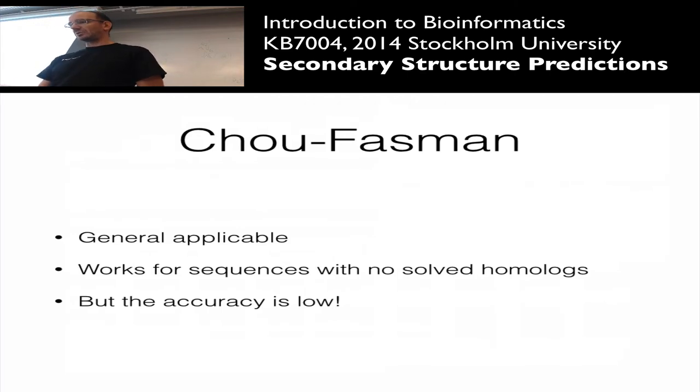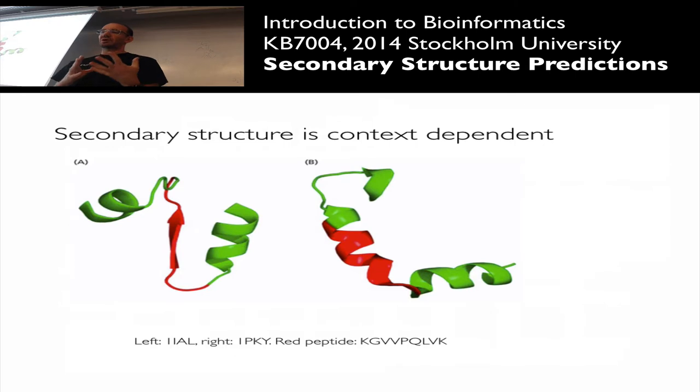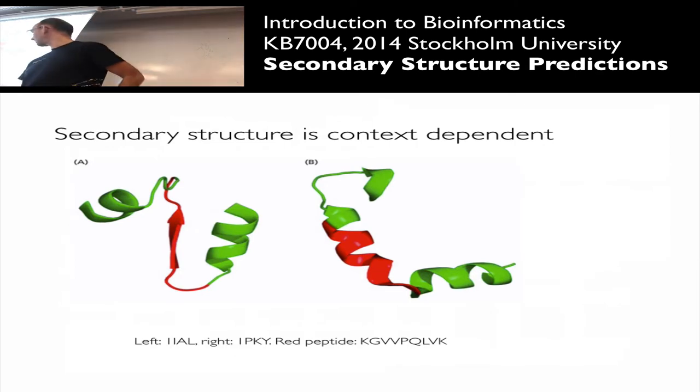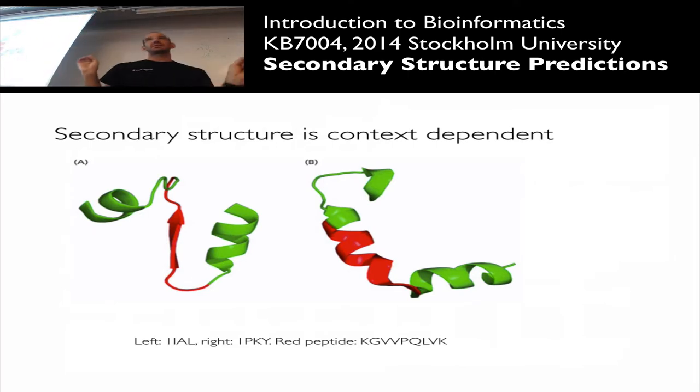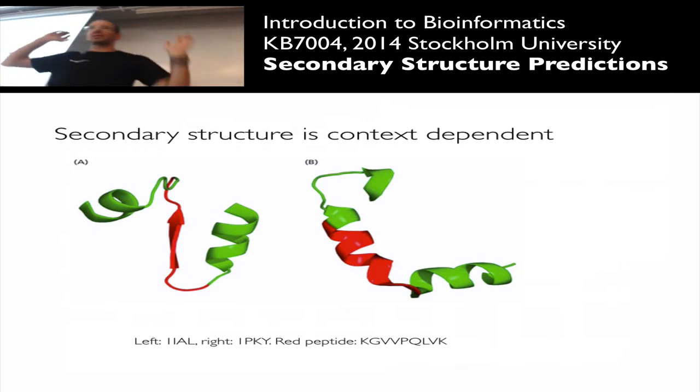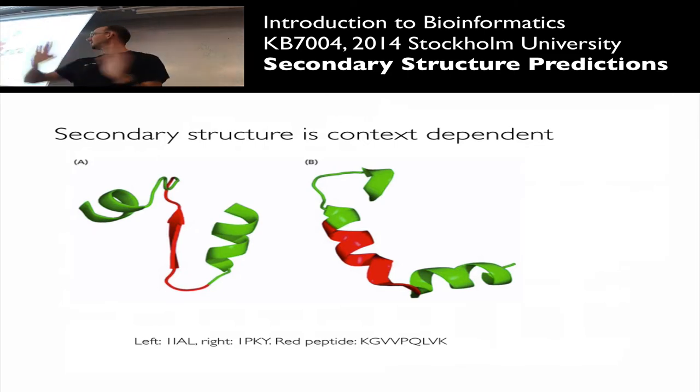And the reason why it's not more than 50% is basically because secondary structure is context dependent. So this is the same peptide, the same amino acid sequence, K, G, W, P, Q, M, B, K, marked in red. In this case, it's in a beta sheet, or part of a beta sheet. In this case, it's in a helix. So it's really the same peptide, but the method would assign it to one of these. It was the same assignment.